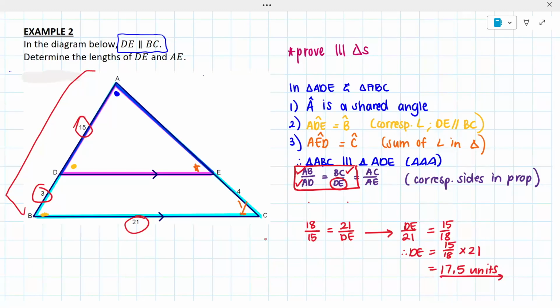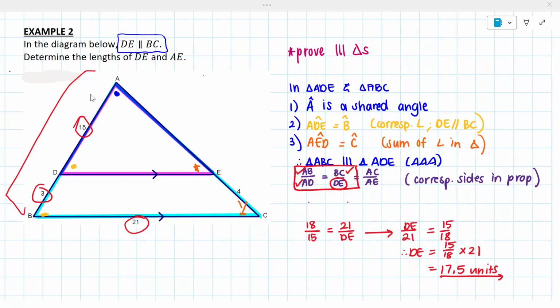So once you've got proportion, whether you've used the prop theorem, or whether you're using similarity to get to the fact that these triangles are in proportion, that's up to you. Once you know that they're in proportion with each other, you can now go and solve whatever it is you need to solve.